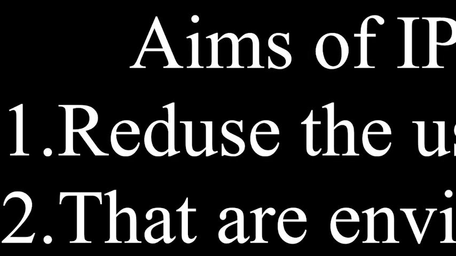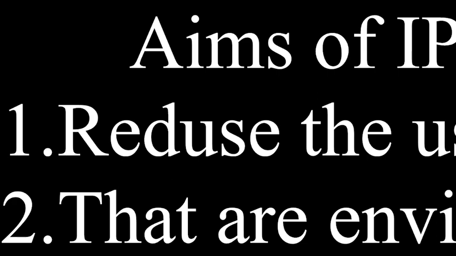What are the aims of IPM? Aims of IPM, number one, reduced use of synthetic organic pesticides. IPM, as we said, is integrated pest management, using all the available methods to control pests, where the chemical method should be the least used.